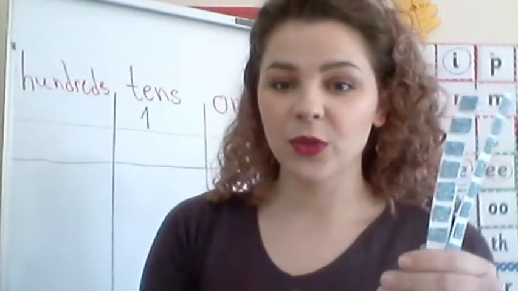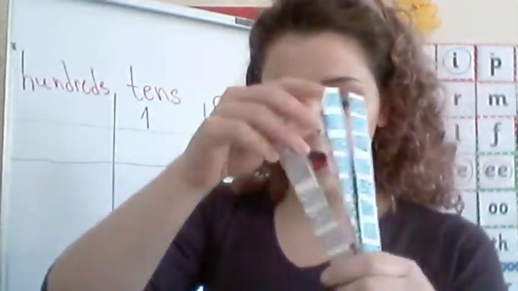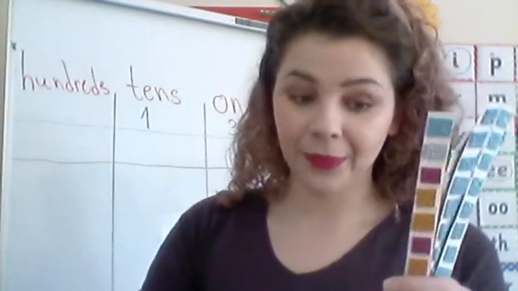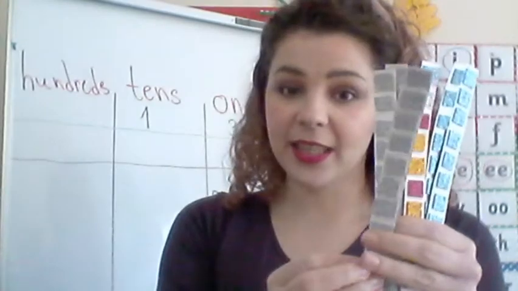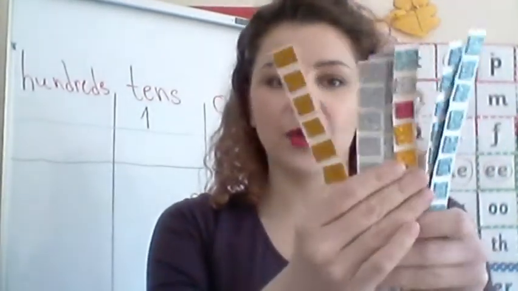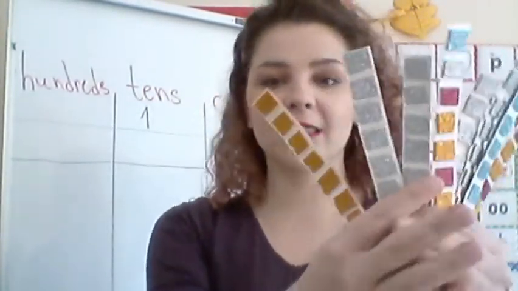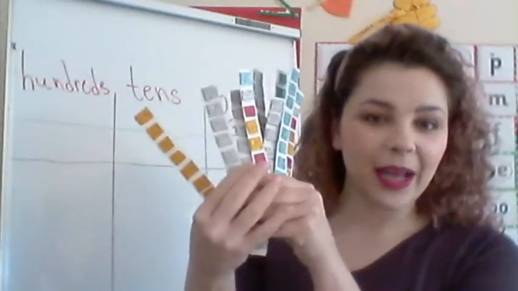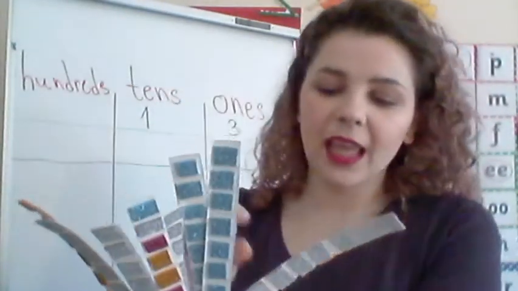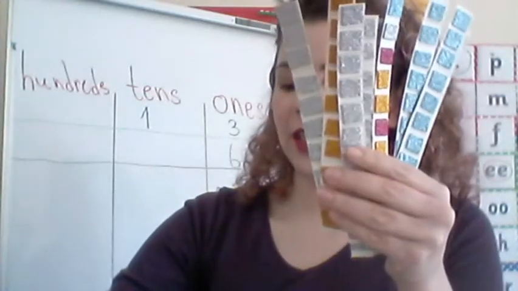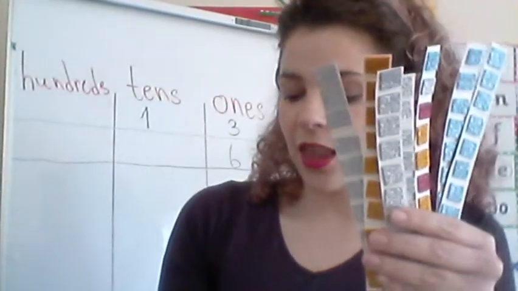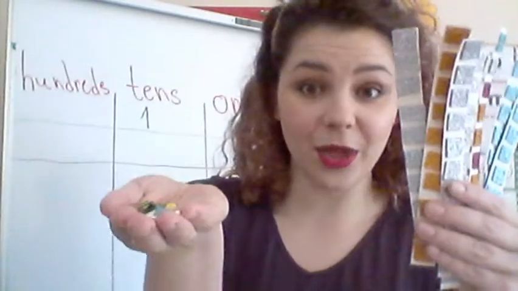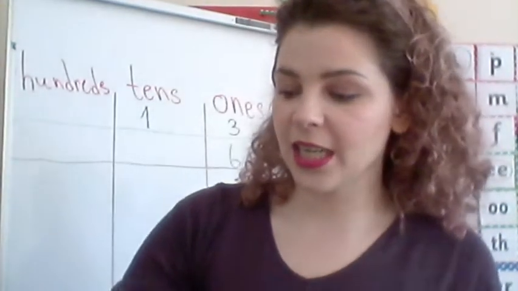Counting 10, 20, 30, 40, 50, 60, 70, 80, 90. Oh my gosh, my hand is full of tens, almost 100, but it's 90. And then 3 more. 1, 2, 3. So this is what 93 looks like. 93. 93.